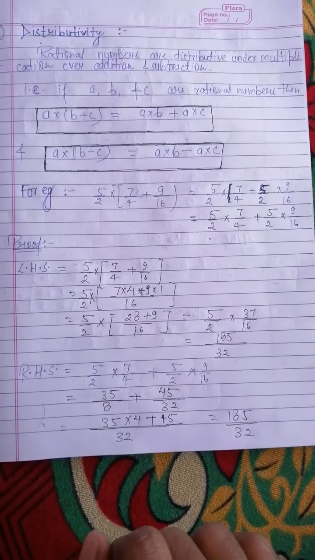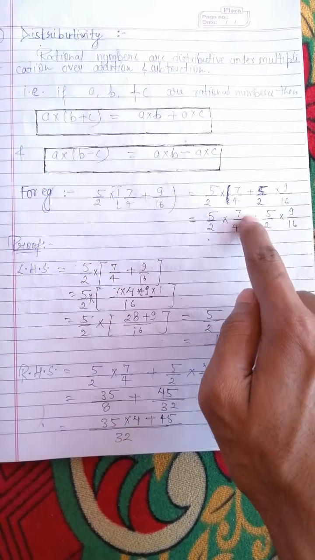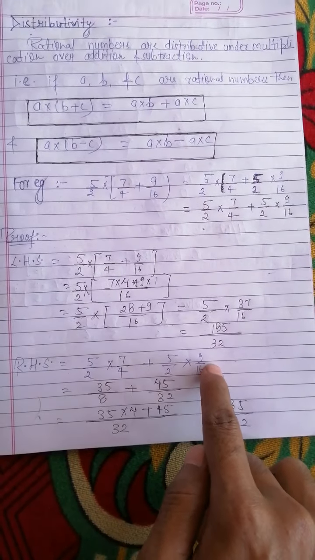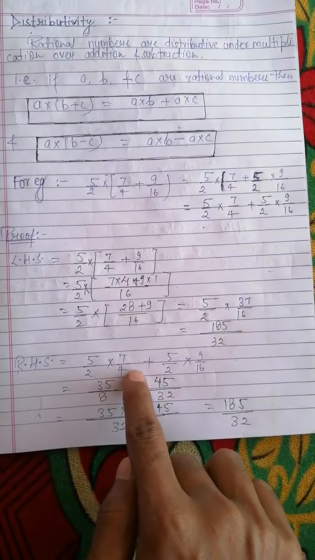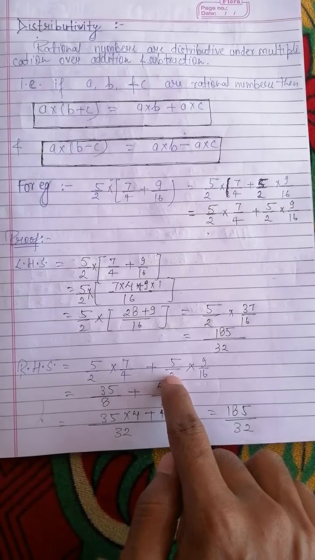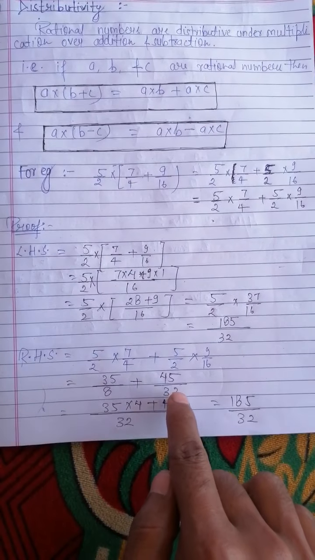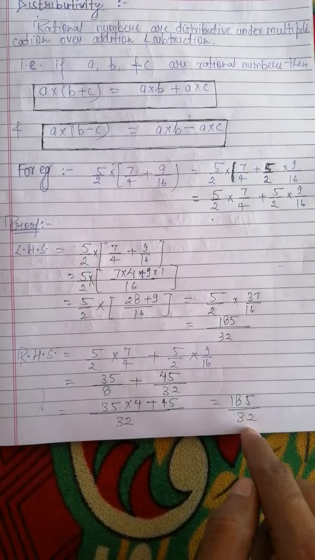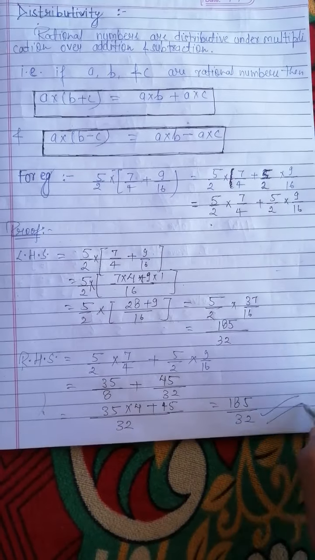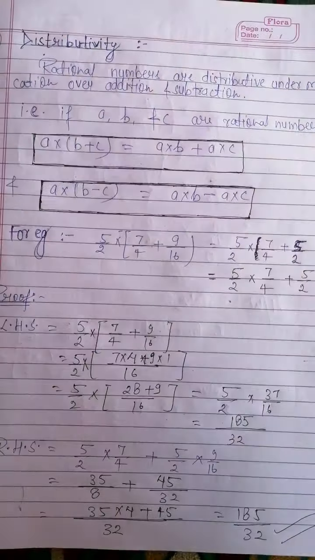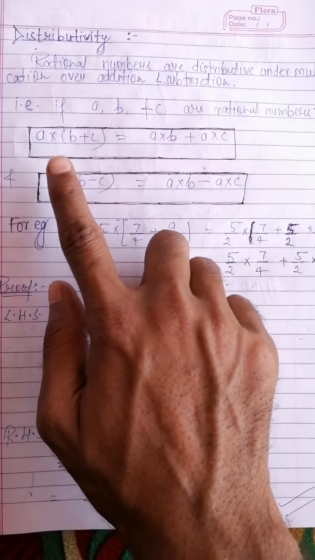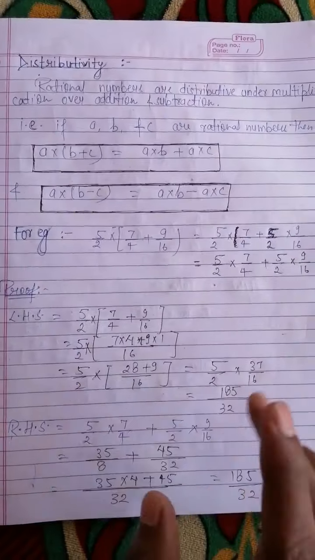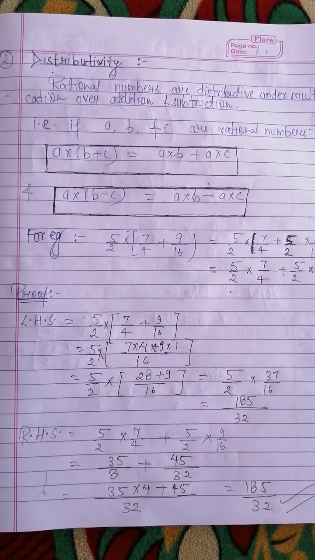Again, talking about the right hand side, here we have written 5/2 into 7/4 plus 5/2 into 9/16. 7 fives are 35, 2 fours are 8, 5 nines are 45, 16 twos are 32. Taking the LCM of 32 and 8, it is 32, and solving that, we get 185/32. Hence our distributive property stands true for rational numbers. That is, for three rational numbers, a rational number is distributive over addition and subtraction. This is called the distributive property of rational numbers.